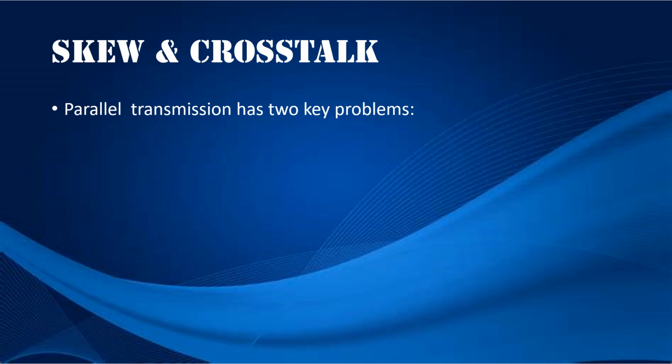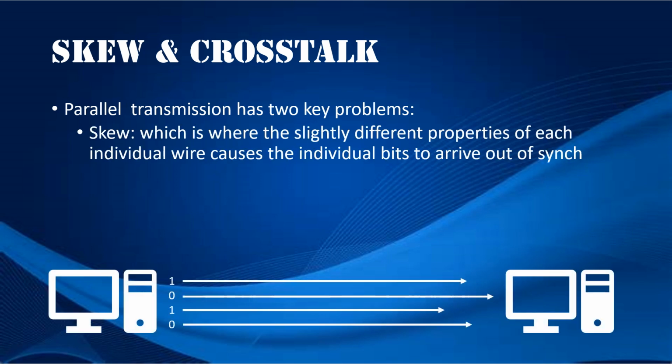The first of these is skew. This is where slightly different properties of individual wires cause the individual bits travelling along different wires to arrive out of sync. This can lead to transmission errors as the receiving computer groups the wrong bits.